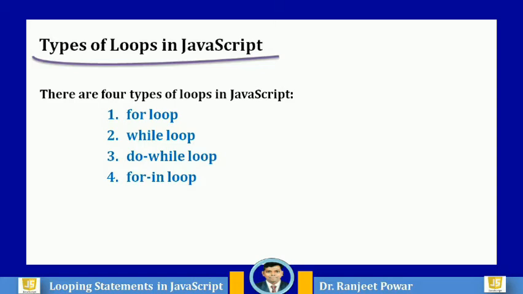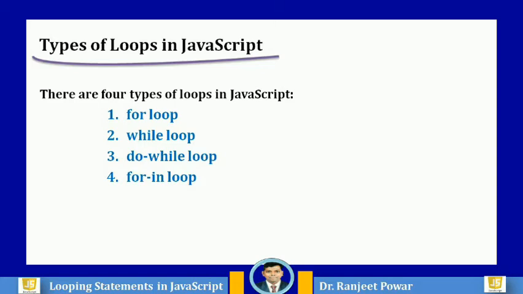There are mainly two types of loops. The first one, that is entry control loop. In this type of loop, the test condition is tested before entering the loop body. For example, for loop and while loop are entry control loops.